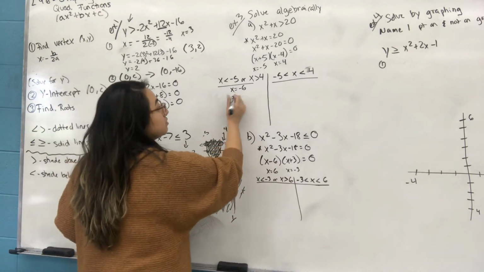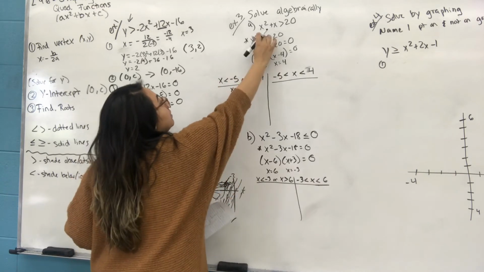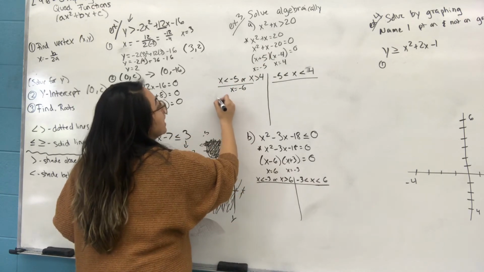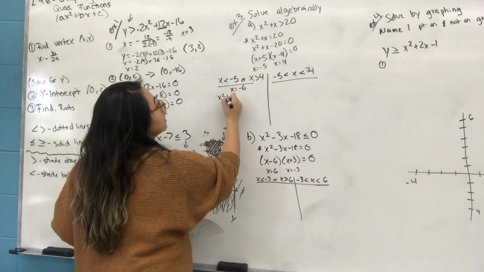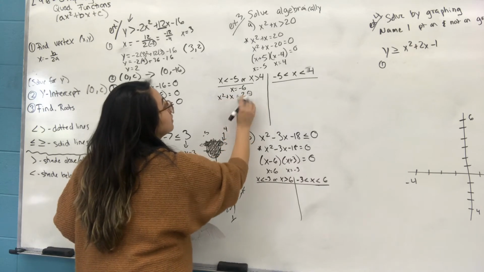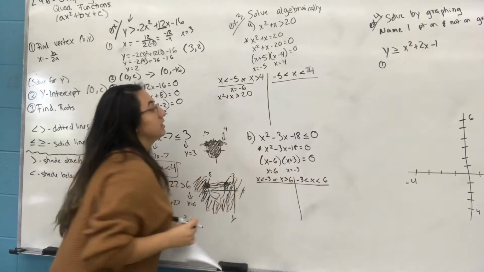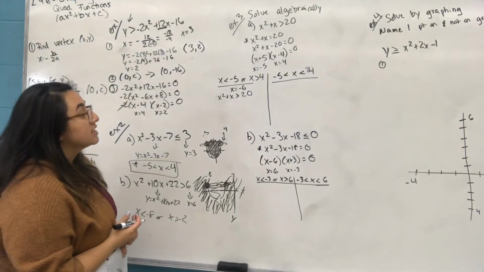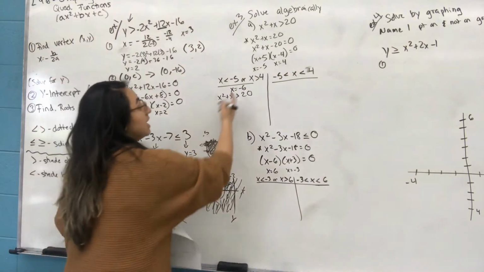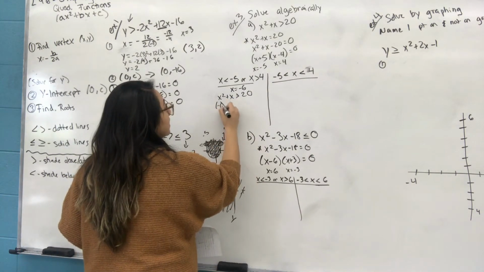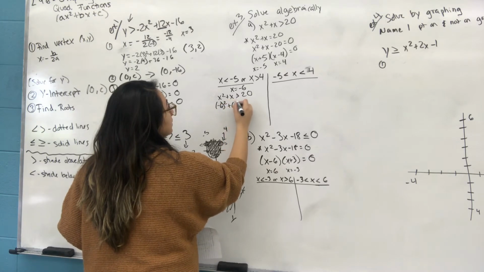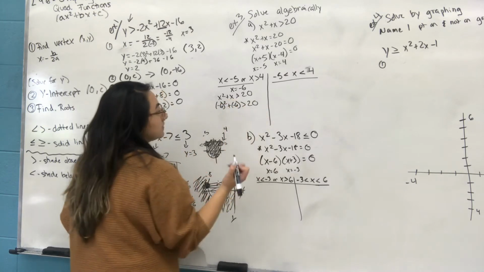Now, this number that I'm using, this test value, I'm going to apply it with the original equation, x squared plus x equals 20. Actually, I'm going to use the inequality sign with it so I can see if it actually works out. Now, I plug it in. So x is now negative 6, and I check it against greater than 20.